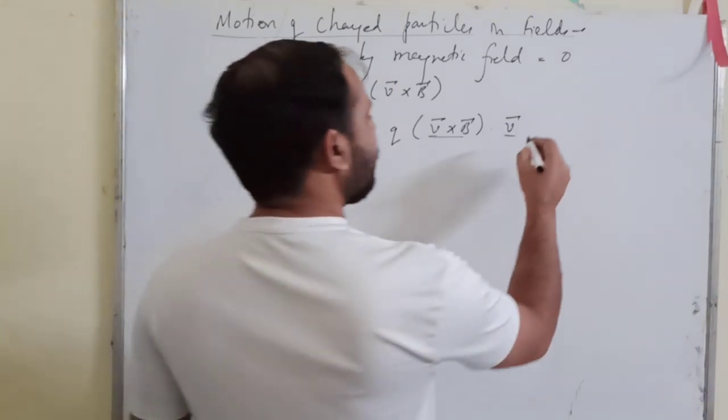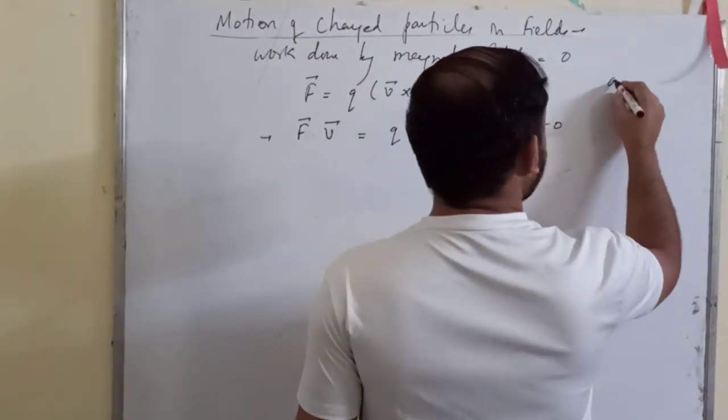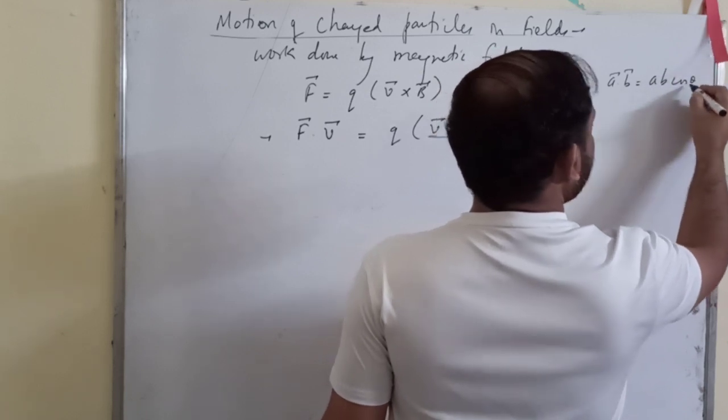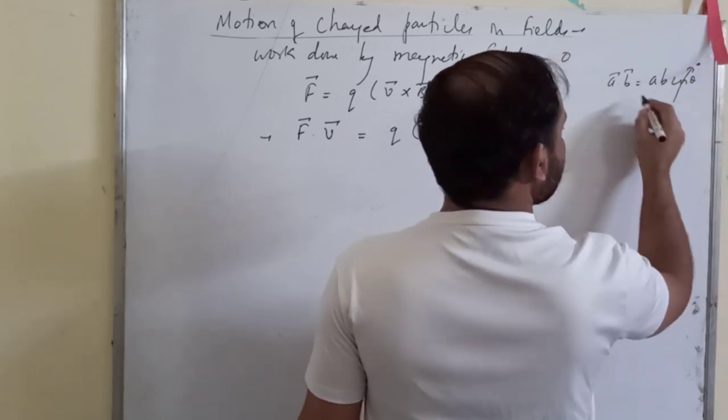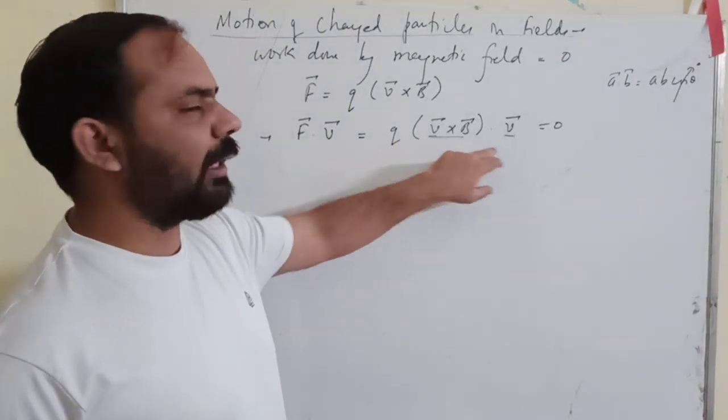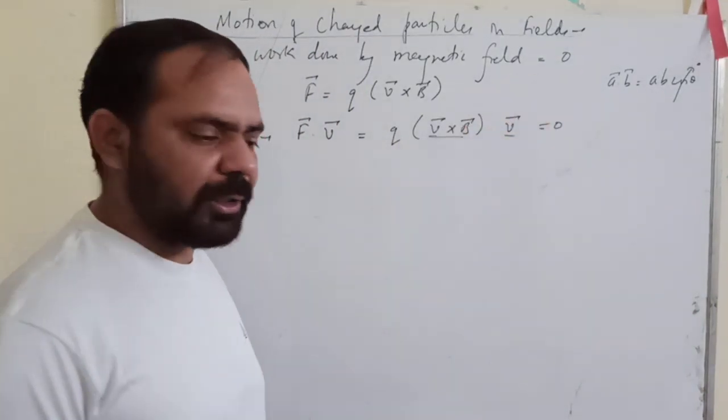It is equal to 0, because the dot product a dot b equals a b cos theta. Now if theta is 90, cos theta will be 0 and a dot b is 0. So the dot product of two perpendicular vectors will be 0.